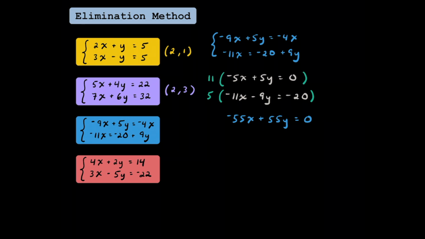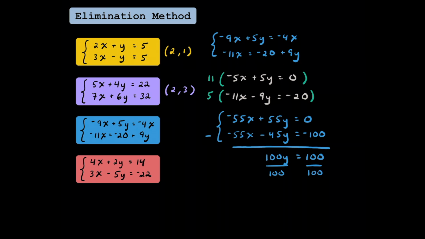Underneath, 5 times negative 11x is going to be negative 55x. 5 times negative 9y is going to be negative 45y. And 5 times negative 20 is going to be negative 100. Notice how I just got the 55s to match. To eliminate the x's, we're going to need to subtract these two equations to get 0. Negative 55x minus negative 55x gets a 0x, so it gets eliminated. 55y minus negative 45y is going to be a positive 100y, and 0 minus negative 100 is going to be positive 100. When dividing both sides by 100 here, we find out that y is equal to 1.